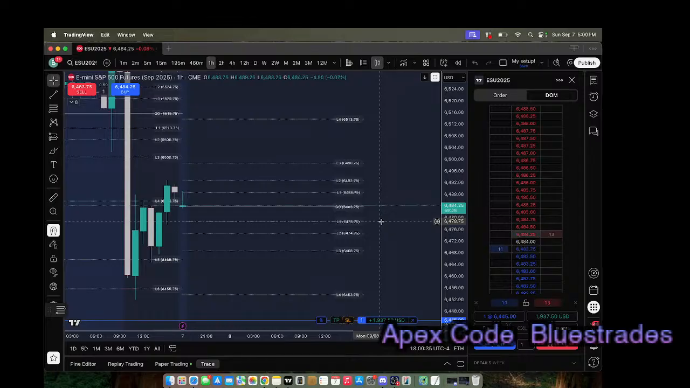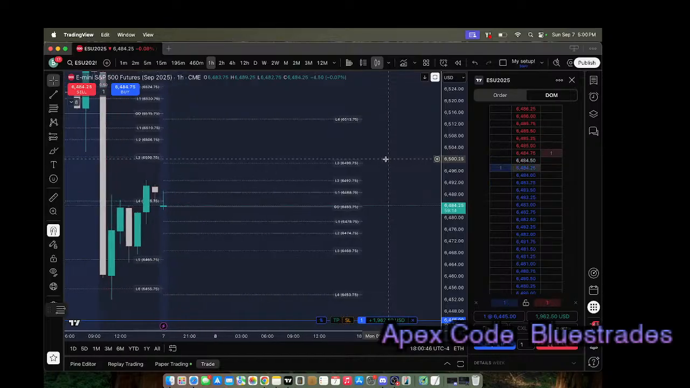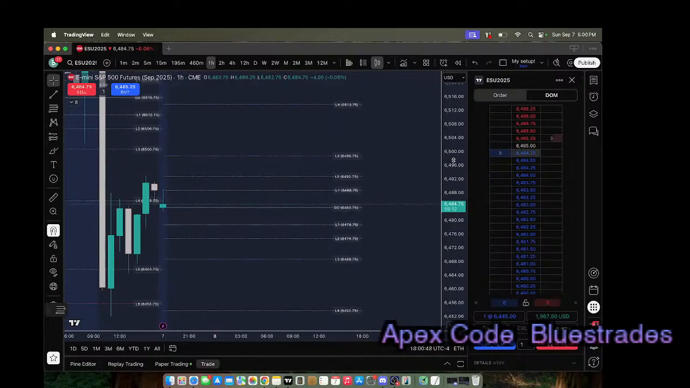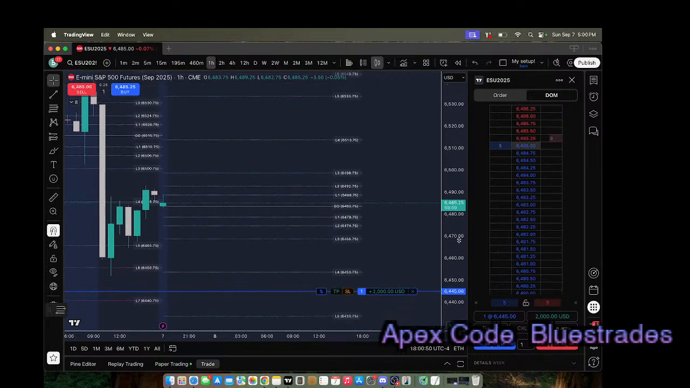I got some minor levels here at 64.78 and 64.74 and 64.88, 64.92. But yeah, those levels will be important for me here tonight during this Asia session.